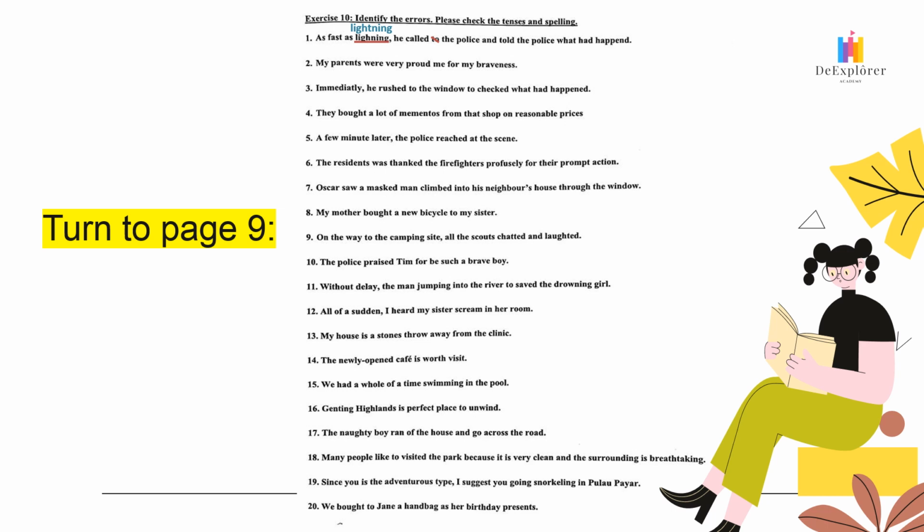Told the police what had happened. Look at the spelling of happened. I think there is a missing E, right? Yes. So you write the correct word on top of it. Happened. So that is how you should do it. For the rest, number 2 until number 20, you do it by yourself.